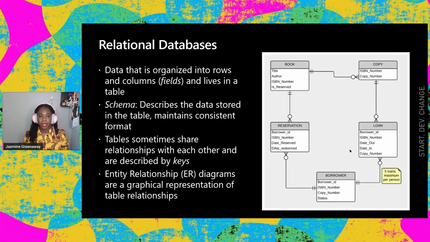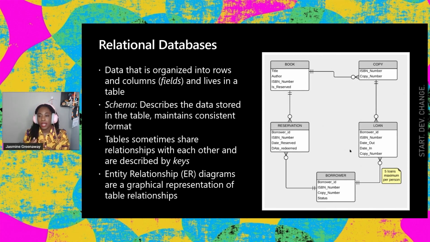So relational databases organize data into rows and columns, and this data lives in a table. Now, the schema is essentially the blueprint of how this data should look in a table. And in some cases, these tables have some sort of relationship with each other.